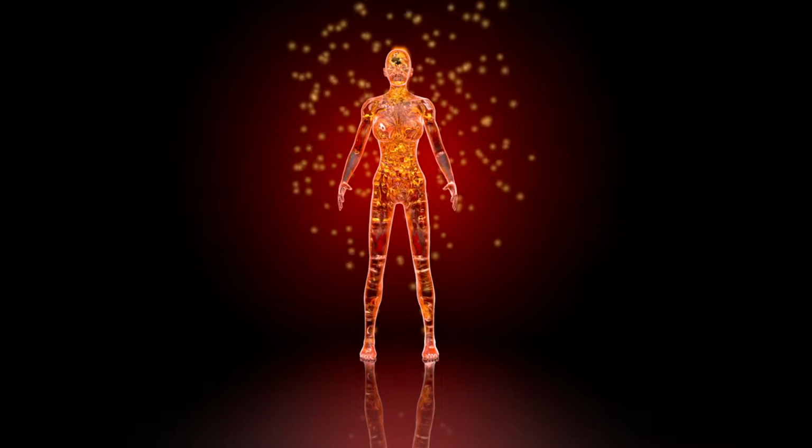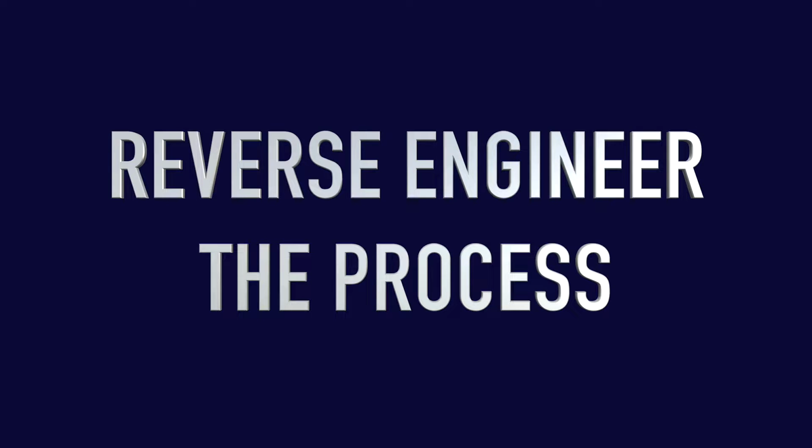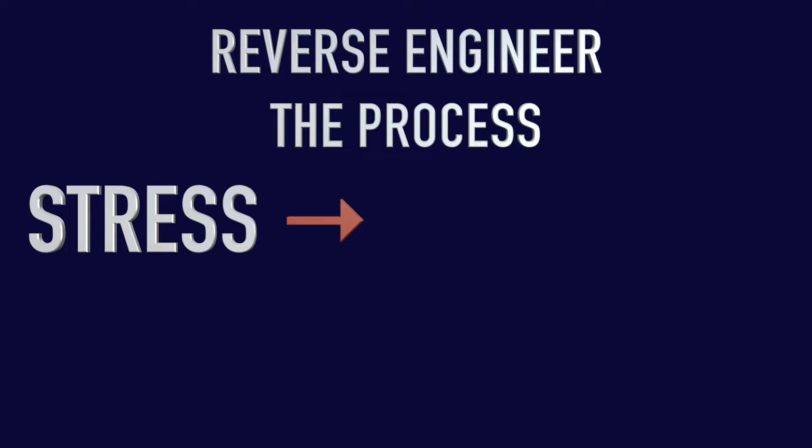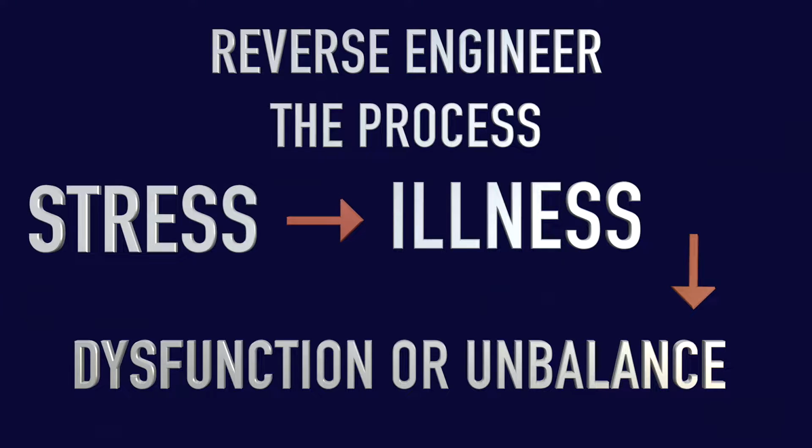So biomagnetic therapy, in this case specifically biomagnetic code therapy, is designed to reverse engineer the process of the stress that led to an illness, that led to a dysfunction or imbalance. That's the basic way of explaining how this works. There is a relationship between every thought and every emotion that you've had and what the body's doing with it. The body is physiologically responding to every thought and every emotion.